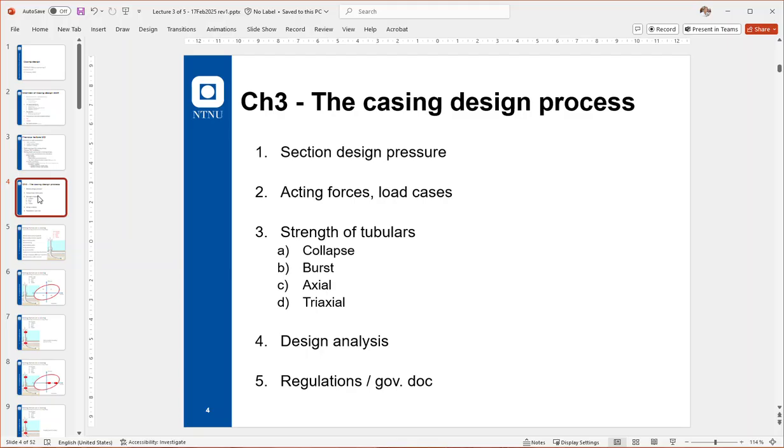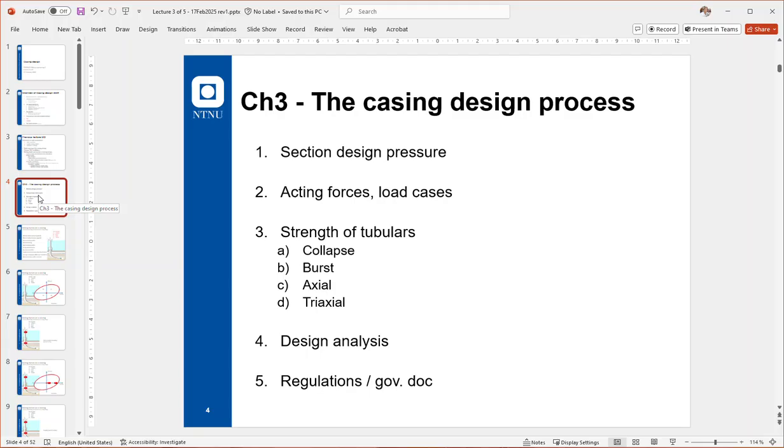and we will talk about the acting forces and start to understand what load cases are and how to do analysis of this. That's typically what is listed in number 4, design analysis. And we will also touch upon point number 5, regulations. But both point 4 and 5, we will just touch upon them. We will go further in these later on.